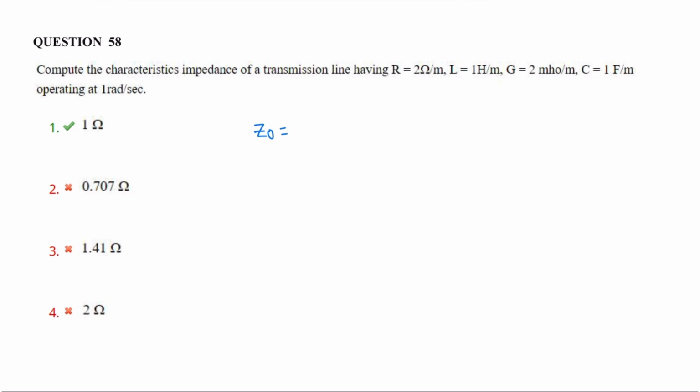Substitute the given values in the characteristic impedance expression. Then we will get R is 2, j omega L is 1, divided by G plus j omega C. On calculation, we will get a characteristic impedance of 1 ohm for the given values.